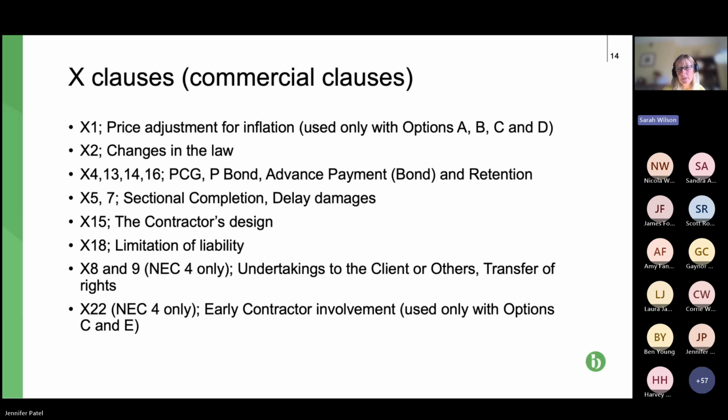It's intended to be used with options C and E, their pricing options, which we're coming on to. But I think in the current market, hopefully parties will start to use this. Essentially, it allows the contractor and subcontractors, if they're engaged on it, to be paid for that early contract involvement before the parties are ready to sign up to a contract with the price.